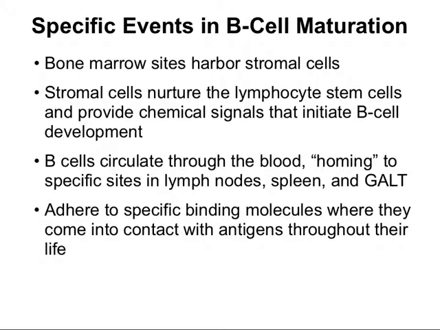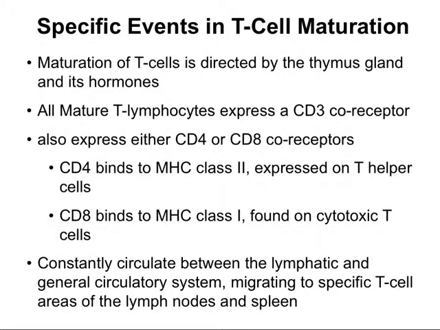Once they arrive there, they adhere to specific binding molecules, where they'll eventually come into contact with antigens throughout their lifespan. Now, T cells have a different situation. We know that T cells are matured in the thymus gland, and their development is directed by the hormones of that gland. All mature T lymphocytes express extra surface proteins. They have a CD3 co-receptor, as well as either a CD4 or CD8 co-receptor. Don't worry about what the names mean.